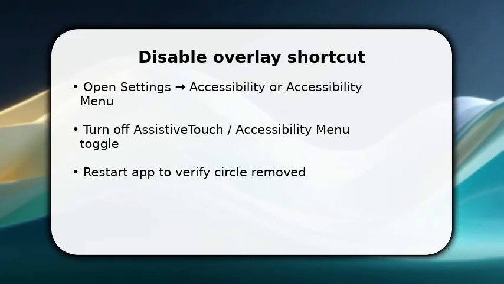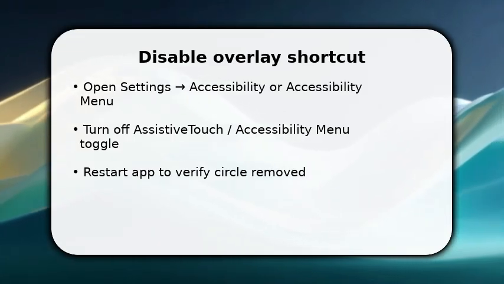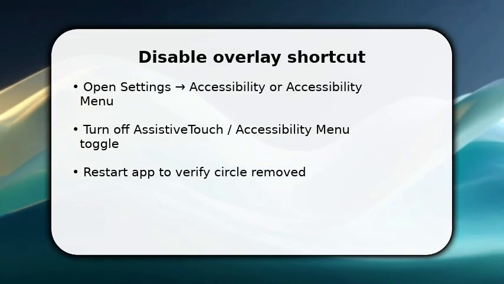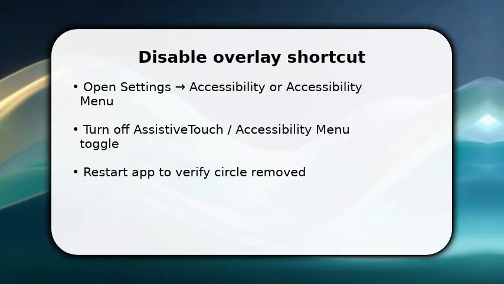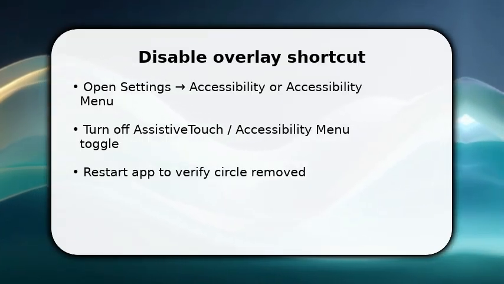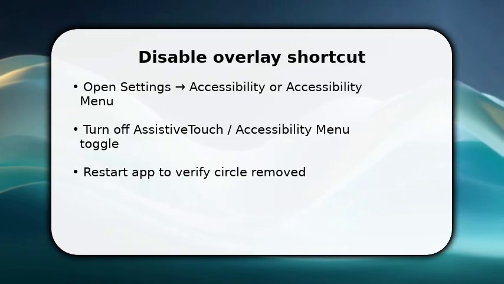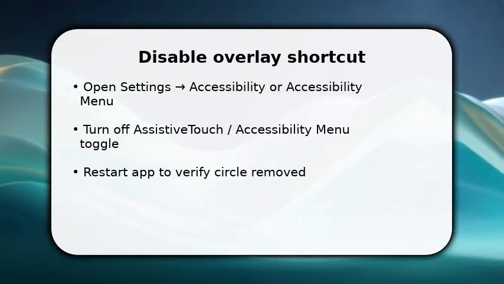Enjoy the video. You're going to stop the floating circle by disabling the accessibility shortcut. First, open Settings and go straight to Accessibility. On iOS, look for Assistive Touch. On Android, search Accessibility menu. Once found, toggle it off.